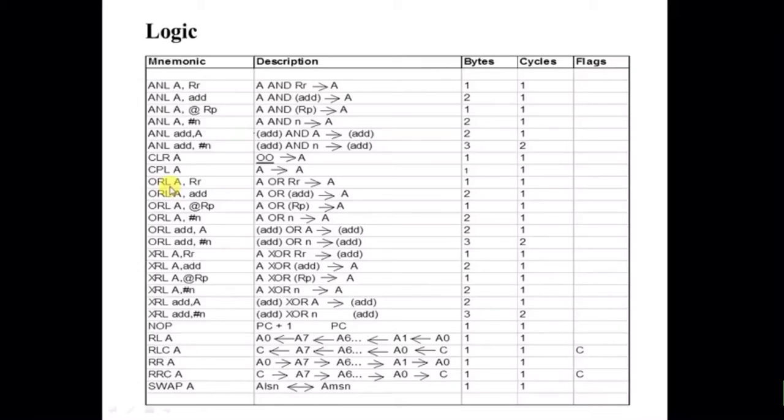And ORL A, Rn, which means OR logic operation between A and Rn. A, Rn means it performs the OR of the accumulator value with a general purpose register, R0 to R7. The OR truth table is: if any one of the inputs is 1, then the output is 1. Only when both inputs are zeros is the output 0. In all other cases, the OR output is 1.